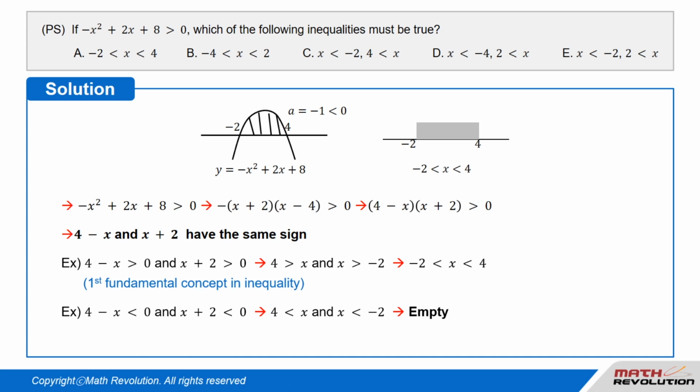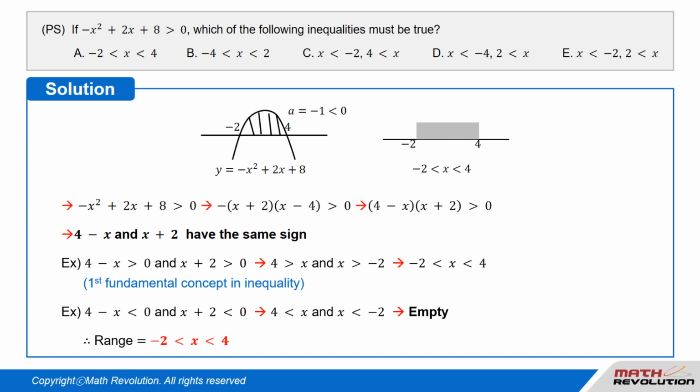4 is greater than x and x is greater than negative 2 means 4 is greater than x, which is greater than negative 2. By the first fundamental concept in inequality, 4 is smaller than x and x is smaller than negative 2 is empty, because there is no number less than negative 2 that is greater than 4. Therefore, the range of x becomes negative 2 is smaller than x, which is smaller than 4, as shown in the figure above.